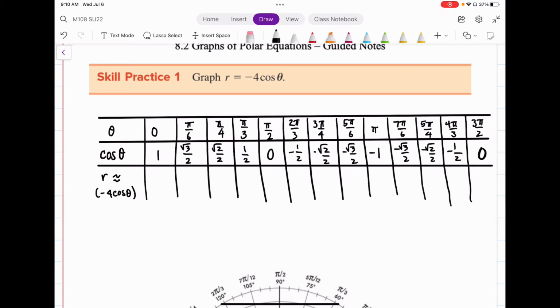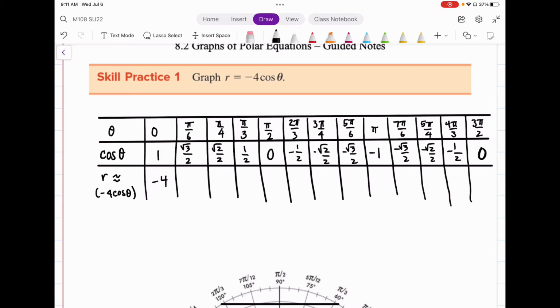I'm going to approximate those on my calculator. I'm going to evaluate what the actual square root of 3 divided by 2 is. But then I'm multiplying each of these values in my cosine theta row by -4 to get the r value. And I'm going to approximate the r value, let's say to the nearest tenth of a decimal. So for theta equals 0, -4 times 1 is -4.